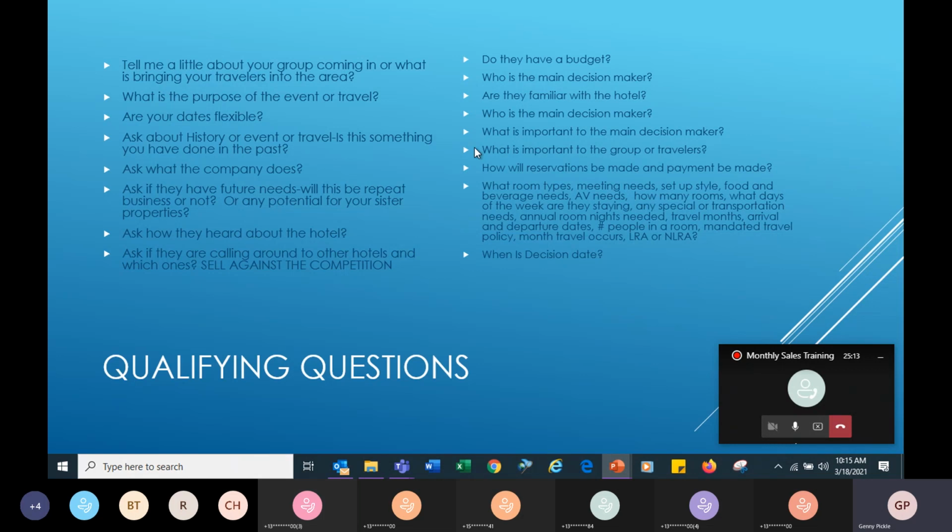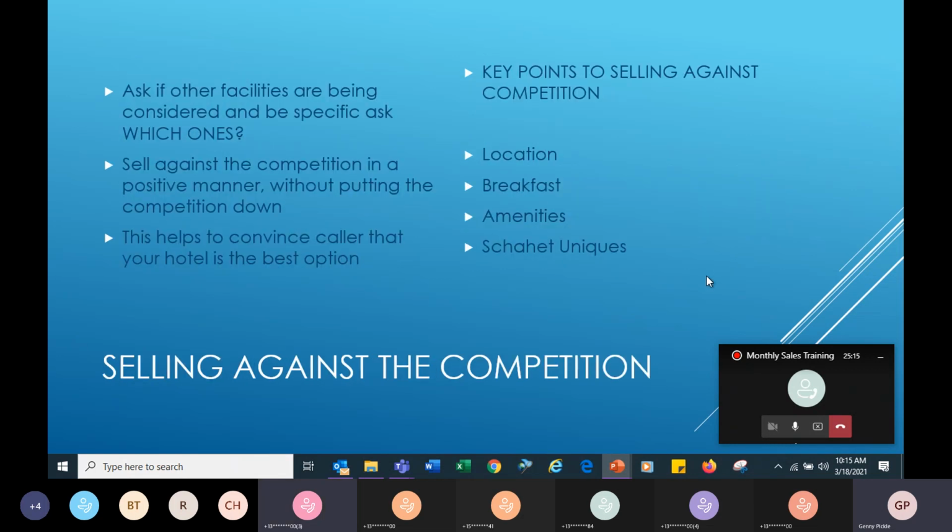Let me switch slides here. An example of selling against competition in a positive manner. You could ask, are you considering other hotels? They say, yeah, I'm looking at the Baymont, for example. Okay, Sally, I'm very familiar with that hotel. I know it's a nice place. Location's probably going to be one of the main factors to use when you're selling against the competition.